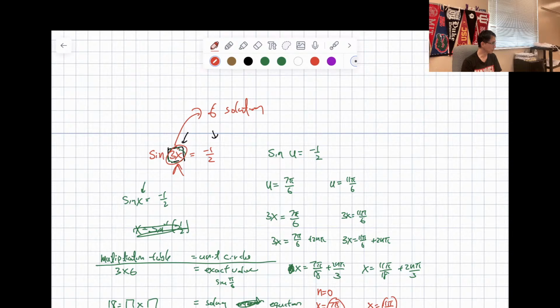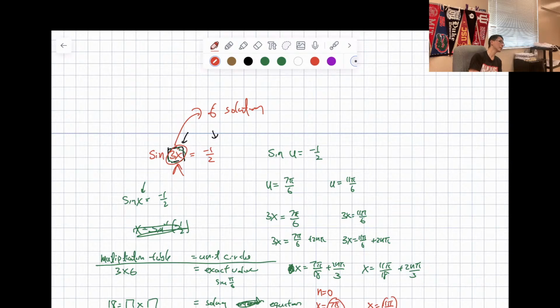Is that okay? Yes. I don't get how you know. Is 3x just equal to 6 solutions? Yeah, and the rule of thumb is always that way, just like in terms of between 0 to 2 pi, it's always going to be double the amount of solutions.